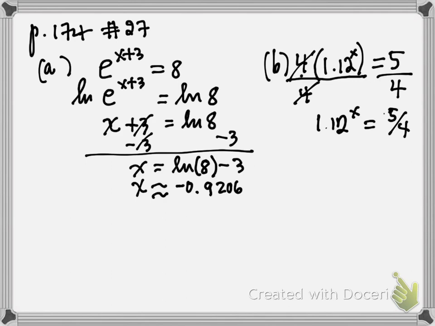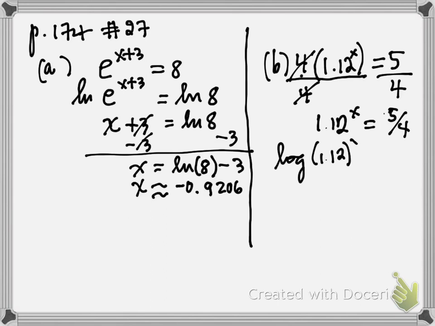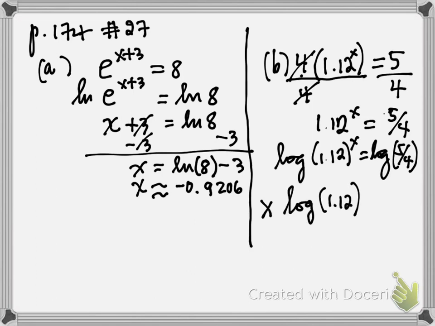To bring down that x, I have to log both sides, right? I can do ln or I can do log. This time I'm just going to do log. So log of 1.12 to the x equals log of 5 over 4. Then I use the third property, which tells me that I can rewrite that as x log of 1.12 equals log of 5 divided by 4.